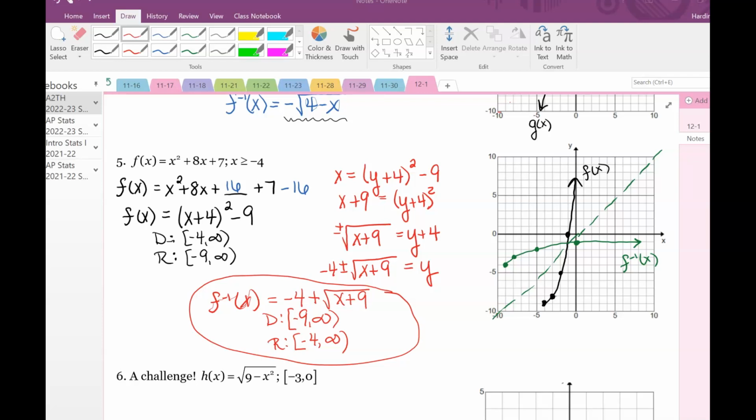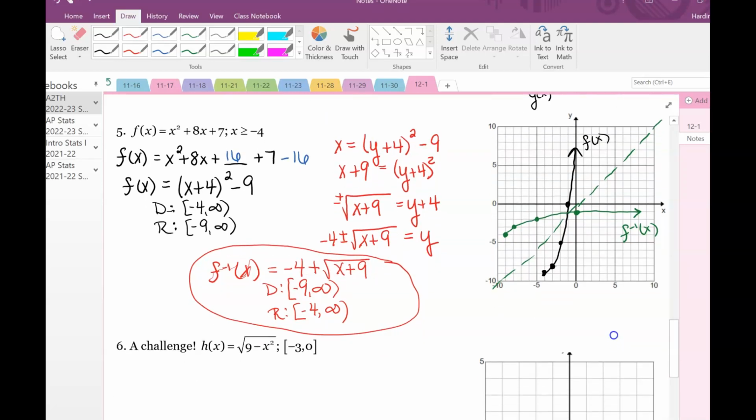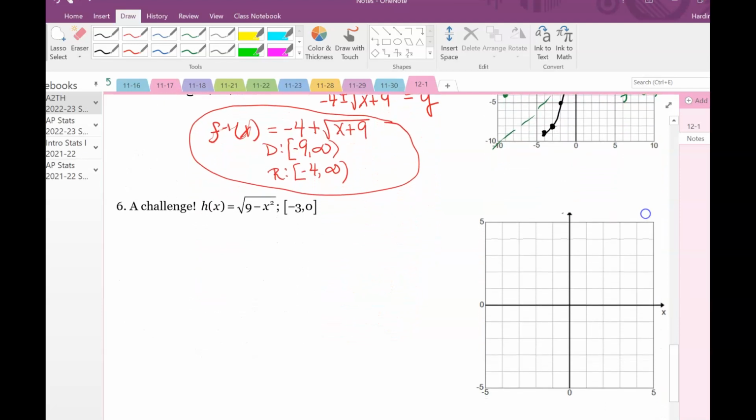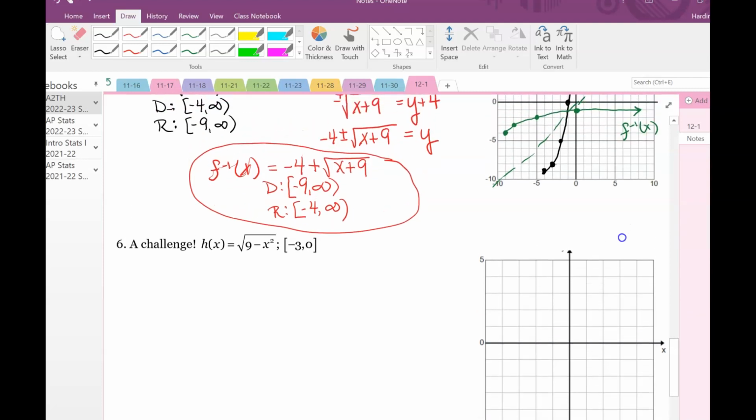That's all I'm going to do in this video. Number 6 is a challenge. The video is already long, so I'm not going to go through that, and it's sort of just an extra extension anyway. If you want to give it a try, go ahead. I'll give you a hint. It is a circle. But that is it for today.